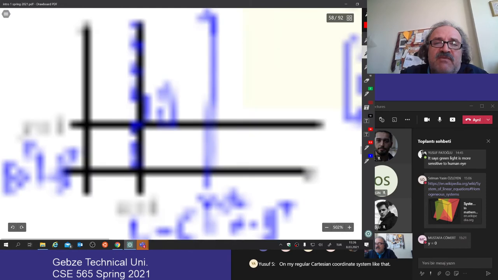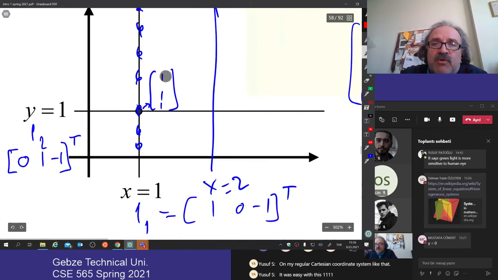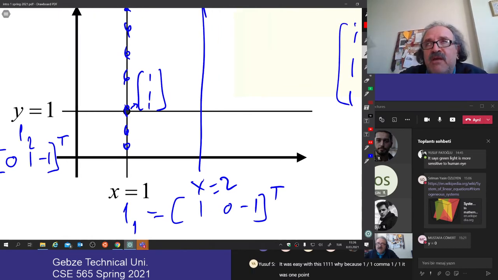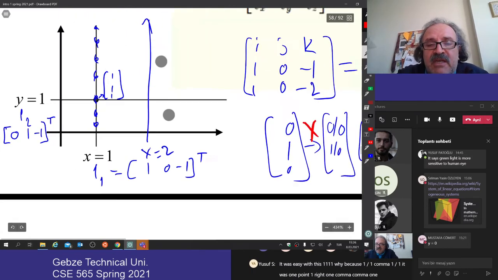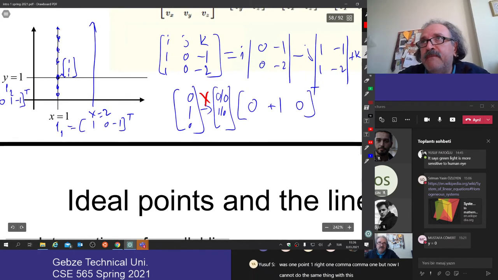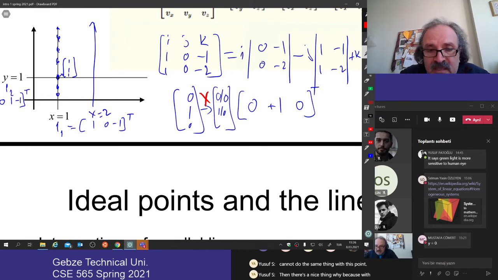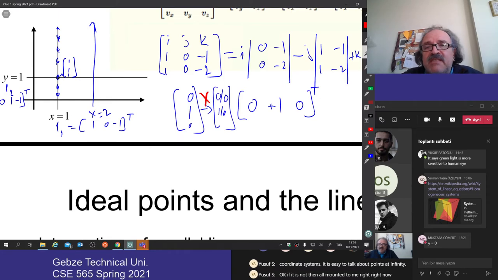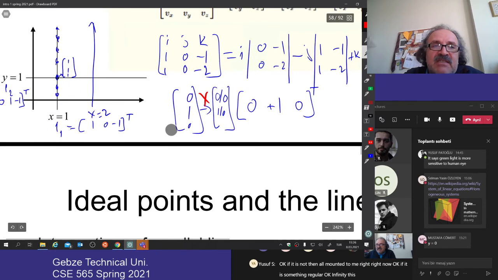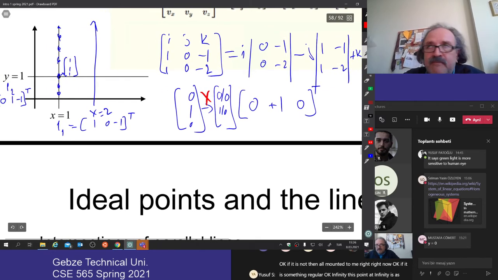It was easy with this one, 1, 1, 1. Why? Because 1 over 1, comma 1 over 1, it was 1, comma 1. But now I cannot do the same thing with this point. And that's a nice thing. Why? Because with the homogeneous coordinate systems, it is easy to talk about points at infinity. Okay? Infinity is not an unknown to me right now. Infinity is something regular. This point at infinity is as regular as this point here at 1, 1.